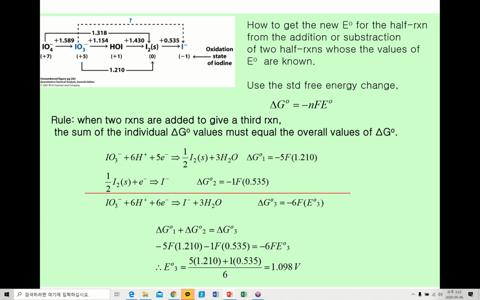And what other state functions do you know? There are several. For example, enthalpy change is a state function, and entropy change is also a state function. But work or heat, they are not state functions. So we can set up this equation, and then E3 zero is given by this one, and then we get 1.098 volt. Okay, this is the answer.